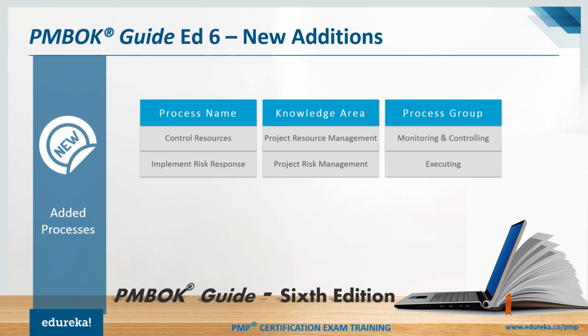Apart from that, implement risk response, which is now a part of the project risk management under executing process groups. Manage project knowledge is now added newly as a part of the project integration management, which is definitely a part of the executing process groups. So these are the three processes which are added completely new as a part of the 6th edition. And it definitely makes a lot of sense, as you would recognize, as you would appreciate in terms of why some of these processes are added as a part of these knowledge areas.